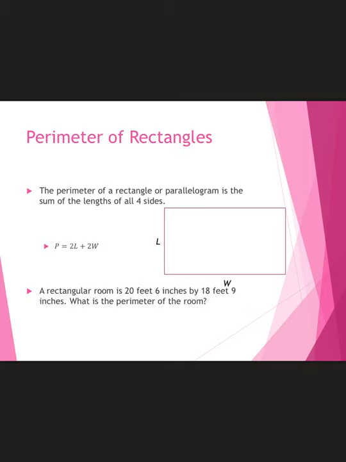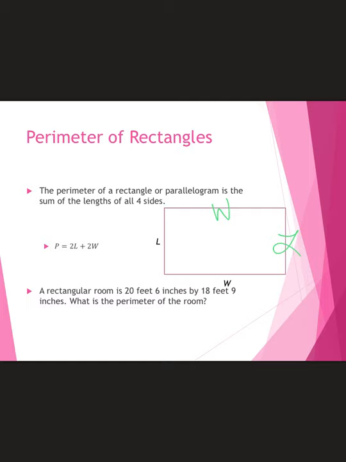So perimeter of rectangles. The perimeter of a rectangle or parallelogram is the sum of the lengths of all four sides. So your formula is 2 times the length plus 2 times the width. The reason we're doing 2 times that is because we would have 2 W's and 2 L's.